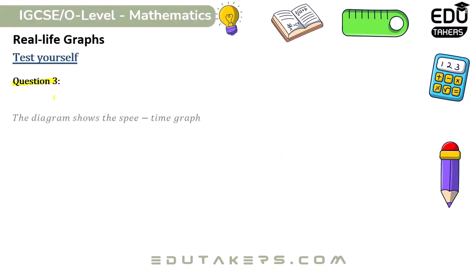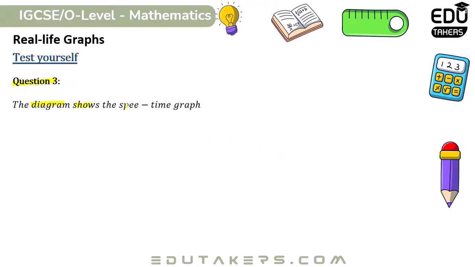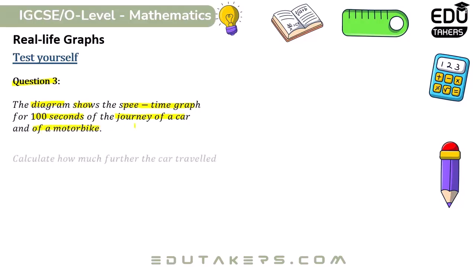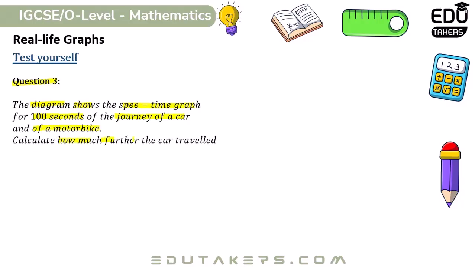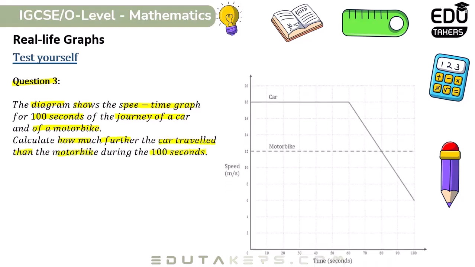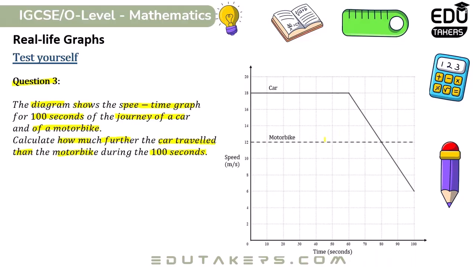Question number 3. The diagram shows the speed time graph for 100 seconds of the journey of a car and of a motorbike. Calculate how much further the car traveled than the motorbike during the 100 seconds. The diagram is given and it's a 3 mark question.